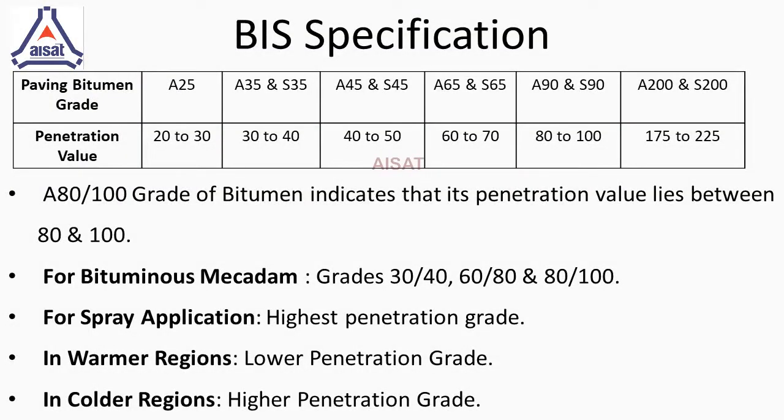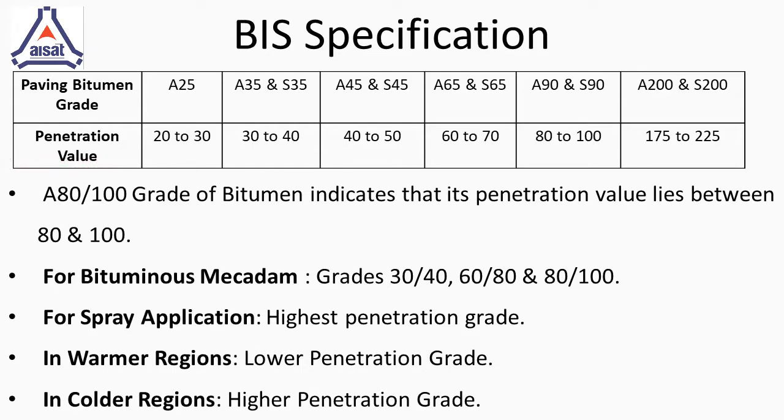This tabular column represents the gradation as per BIS standards. The first row represents the paving bitumen grade, and the second row indicates the penetration value. In the first row you can see A25, A35, S35, A45 and S45 and so on, and below that the penetration value range. If you see A25, what does A represent? A represents that the bitumen is obtained from Assam Petroleum.